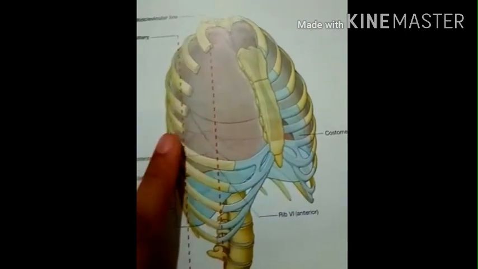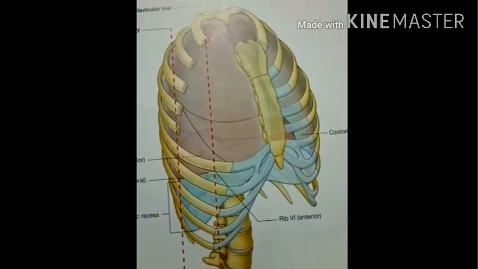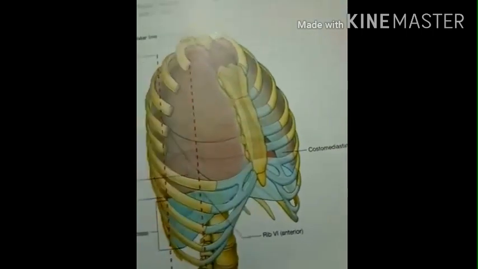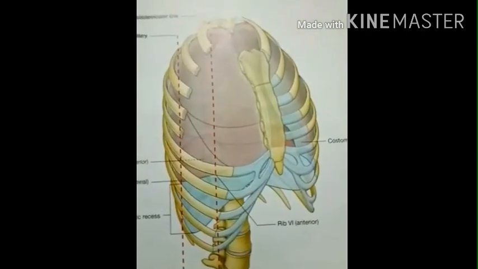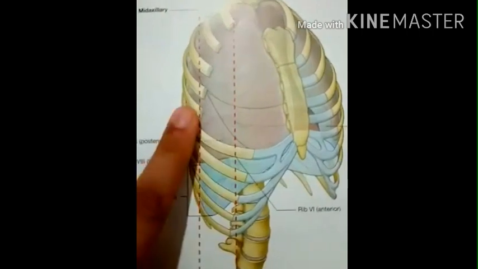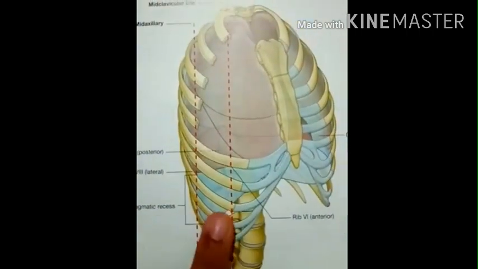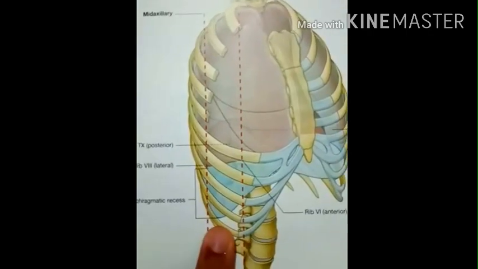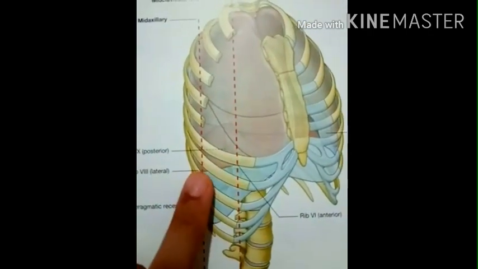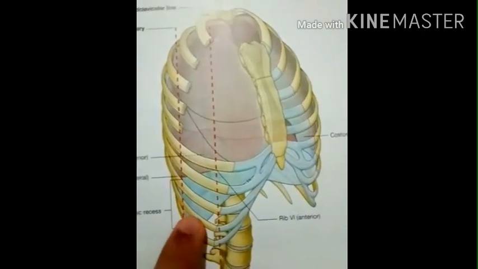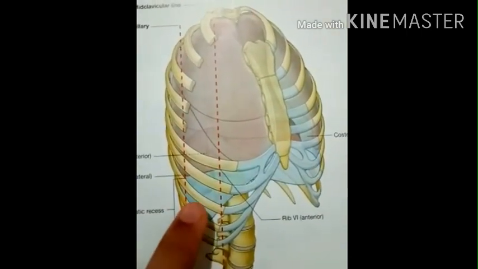As we discussed, the pleura covers the lungs, but it has a potential space which helps it to expand during inspiration. So there is a potential space between the lung and the pleura. The pleura is extended till here, the ribs are extended till here, and the lungs extend towards here. This potential space between the lungs and the pleura is known as recess.